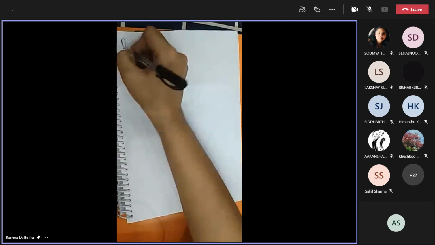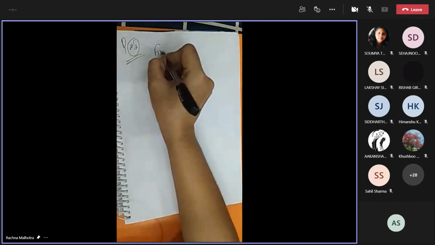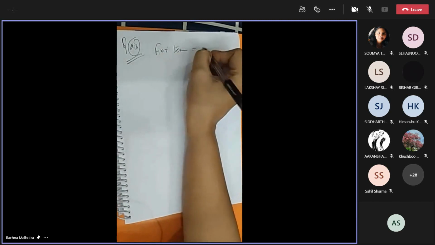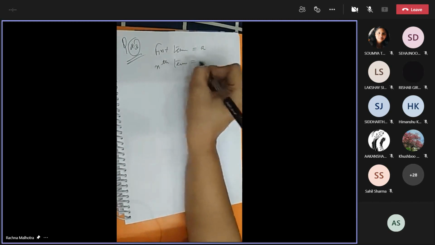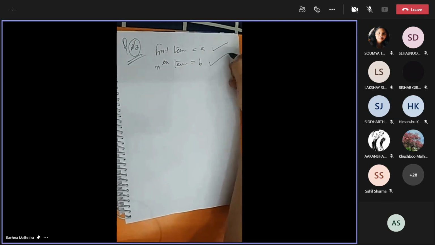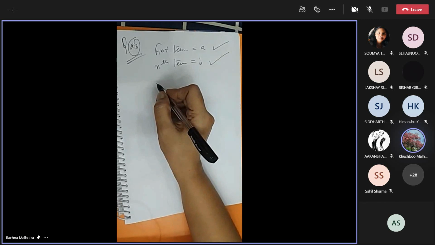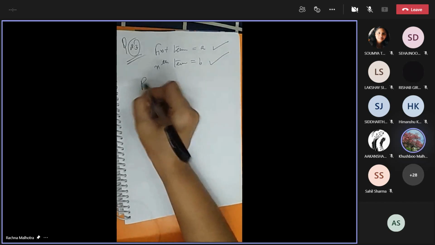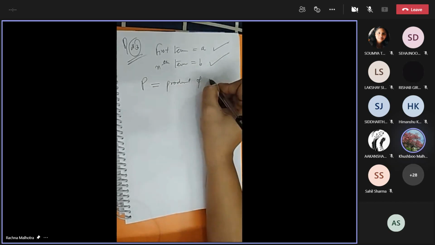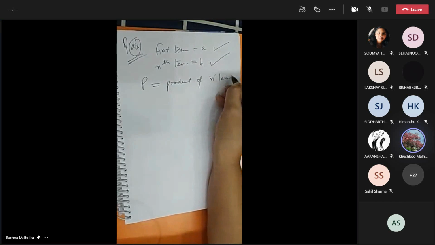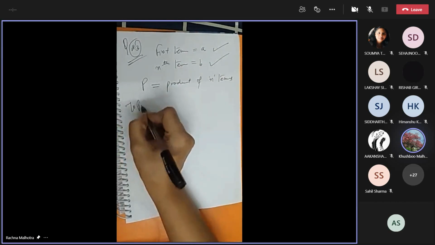Question number 23. If the first term and nth term of a GP are available, the first term is A, and the nth term of the GP is given. Let capital P be the product of n terms of the GP. What we have to prove here?